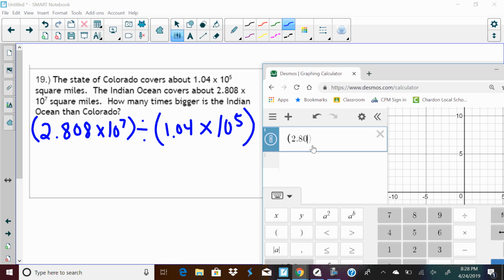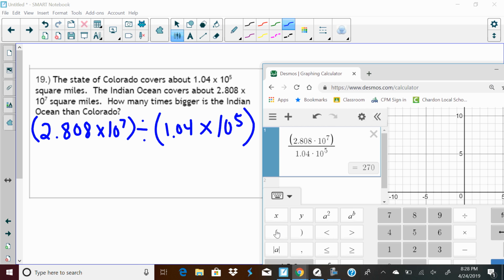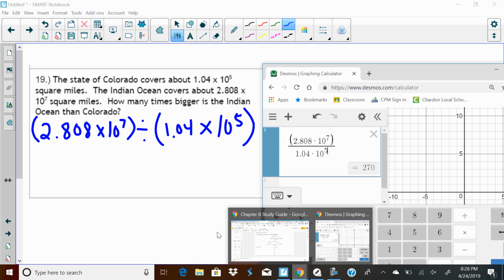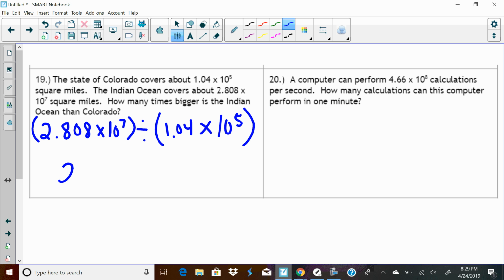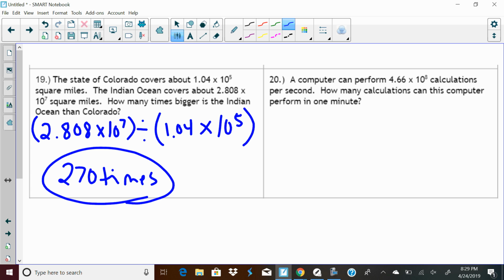Typing in 2.808 times 10 to the seventh divided by 1.04 times 10 to the fifth. And we get 270. It doesn't say to leave it in scientific notation or not, so we can just say 270 times. We could write it as scientific notation if we wanted to.